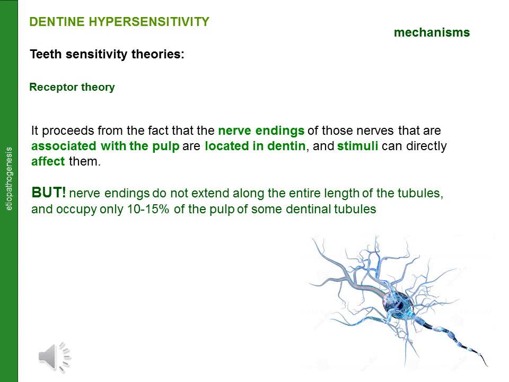Receptor theory. It proceeds from the fact that the nerve endings of those nerves that are associated with the pulp are located in dentin, and stimuli can directly affect them. But nerve endings do not extend along the entire length of the tubule and occupy only 10% of the pulp side of some dental tubules.